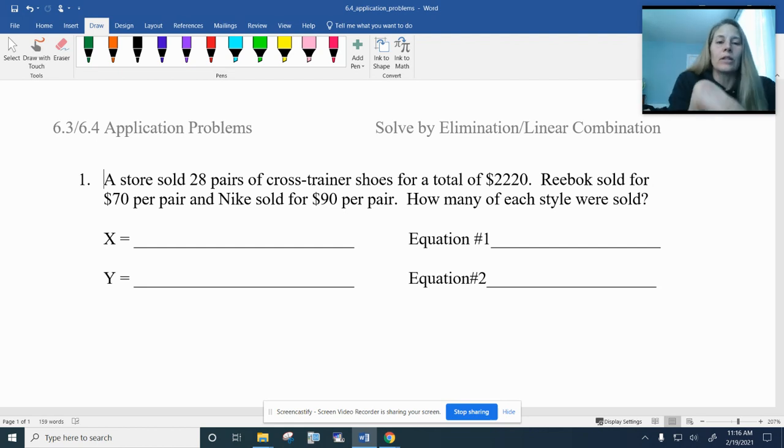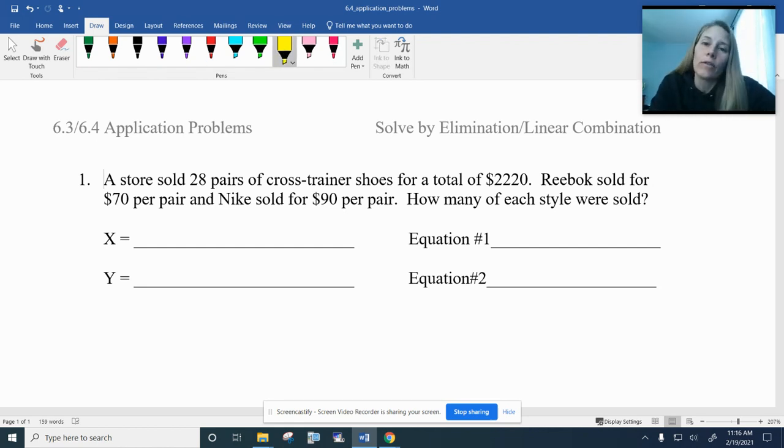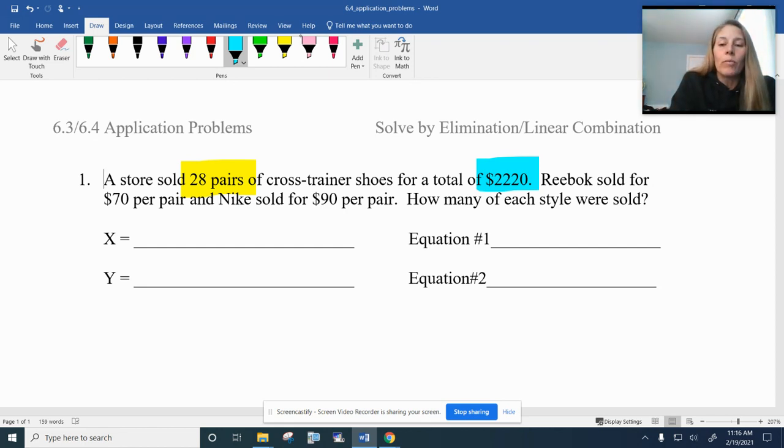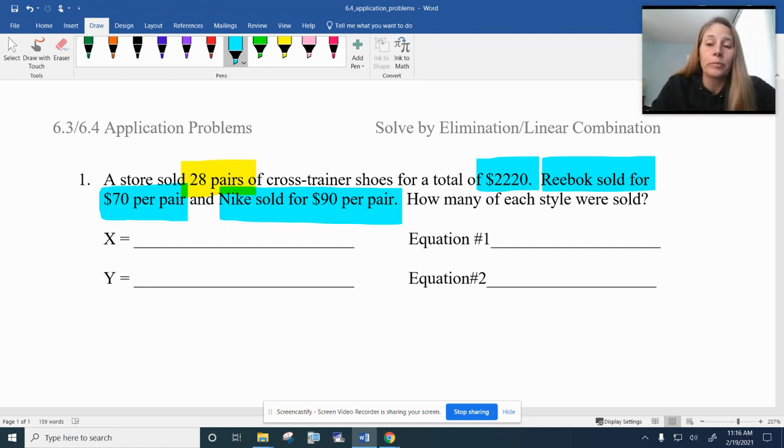Okay, so with these kinds of problems, we have two different pieces of information given to us. We have the total number of pairs of shoes that were sold, and then we also have the amount of money that was made off selling these 28 pairs of shoes. And then they give us a little bit more information. They're telling us that the Reeboks sold for $70 a pair, and then the Nike sold for $90 a pair. So how many of each style were sold?